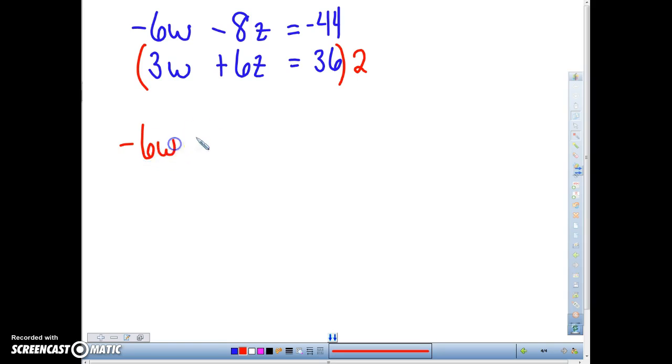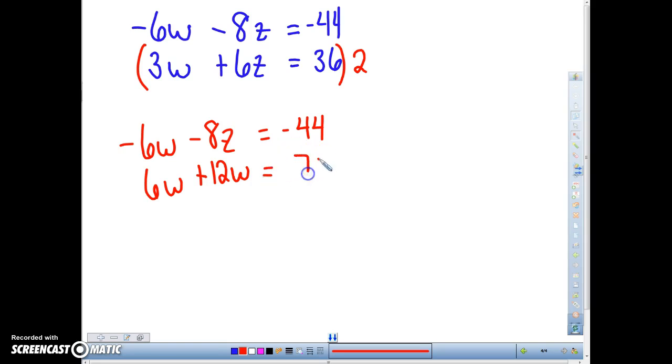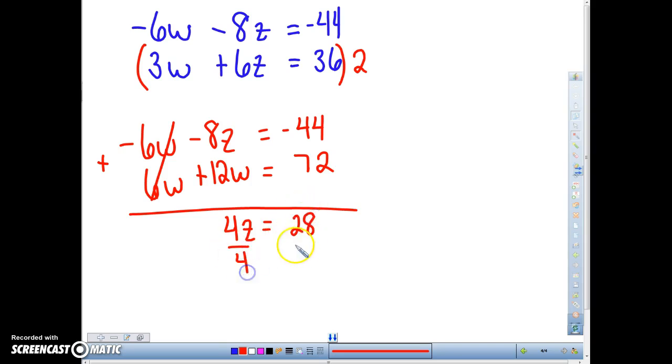So I bring the first equation straight down, and then I multiply this one by 2. Everything gets multiplied by 2. Then I look. I have the same number in front of the same variable. One's negative, one's positive. They're different signs, so I'm going to add. Negative 6 plus positive 6 cancels. Negative 8 plus 12 is 4z. Negative 44 plus 72 is 28. Divide by 4. Z is 7.